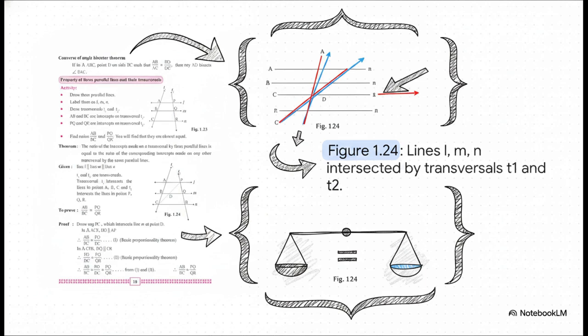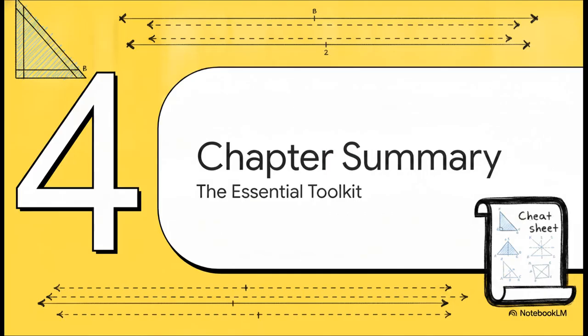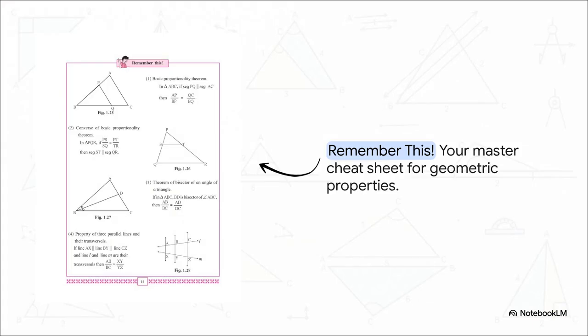And with that, I want to formally congratulate you all. You've successfully navigated the core concepts of this entire geometry chapter. So let's head into part 4 and summarize our essential toolkit. Before we attempt to solve any exercises, it's definitely time to review our completed master cheat sheet.